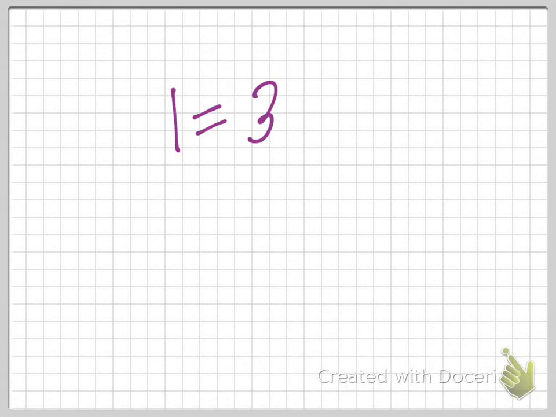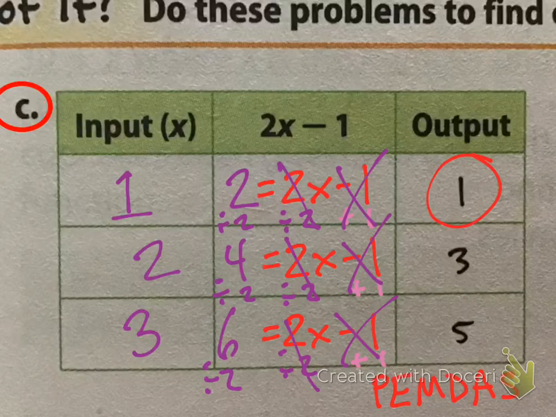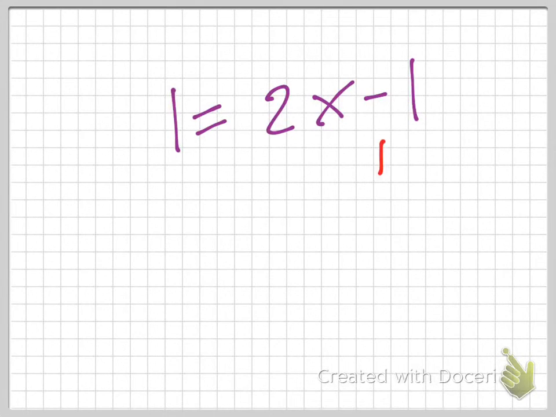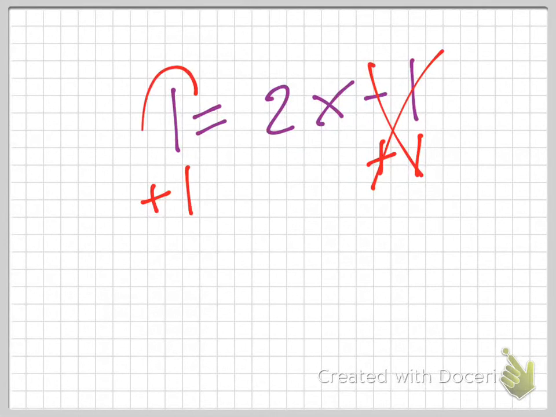I had 1 equals 2x minus 1. I want to isolate that variable. I have the output, which is 1, and I want to isolate it. So I add 1 to each side so that that goes away. This becomes 2 equals 2x.